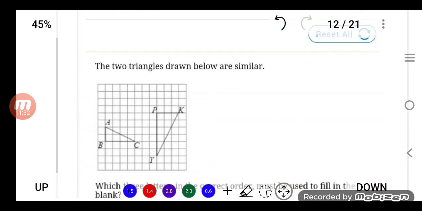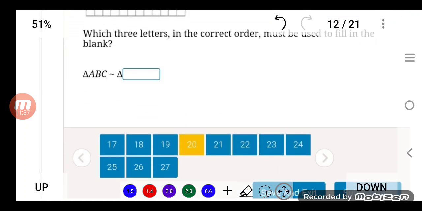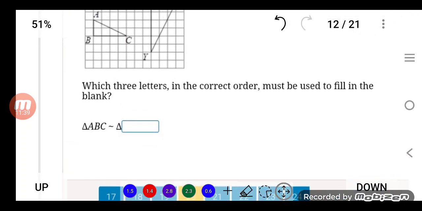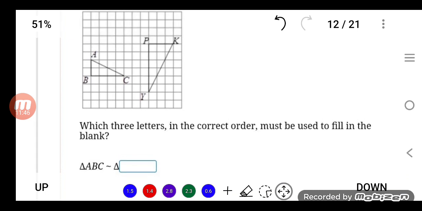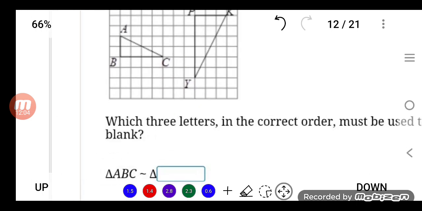Okay. Next question. Two triangles drawn are similar. Which three letters in the correct order must be used to fill the blank? Letters should be in correct order. Clearly here, the right angle is P. So the middle will be P. And the angle on the big side is PY.